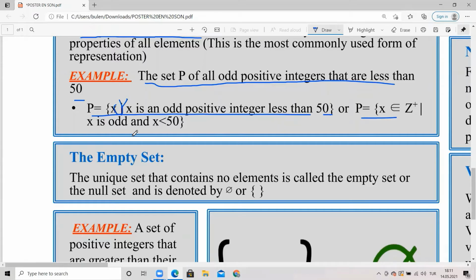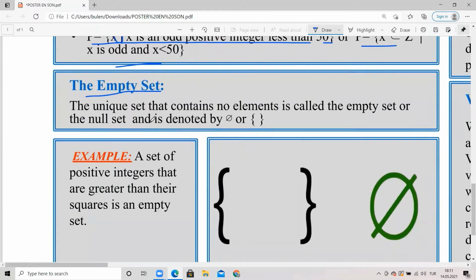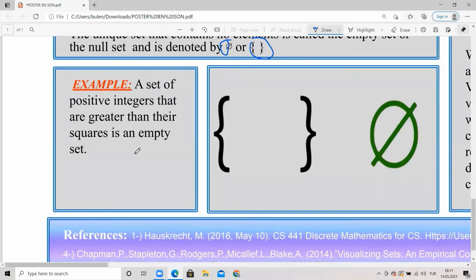And the second one also has the same meaning. The empty set. Now, empty sets are special sets that have no elements in them and can be represented by these two notations. An example of an empty set is the positive integers that are greater than their squares.